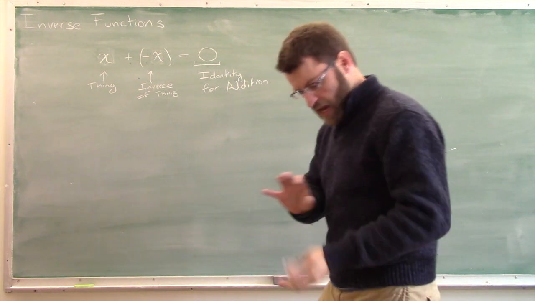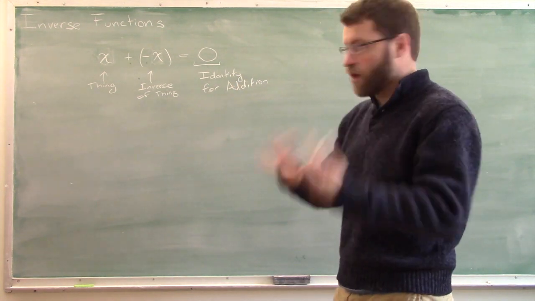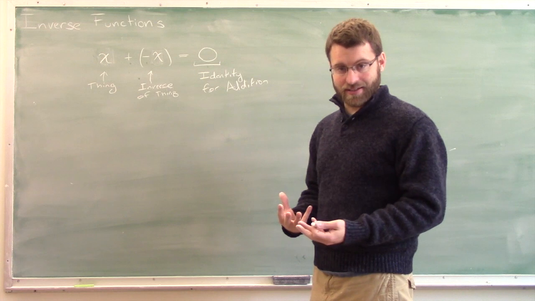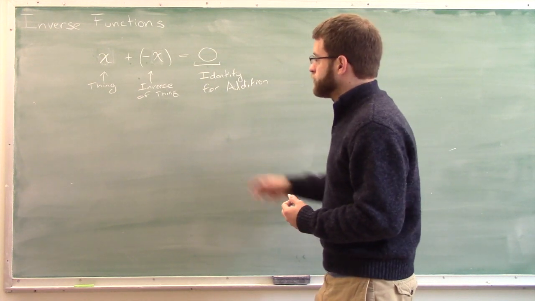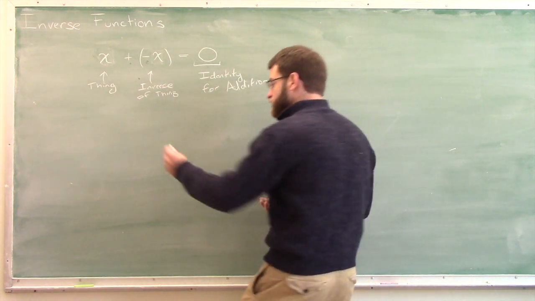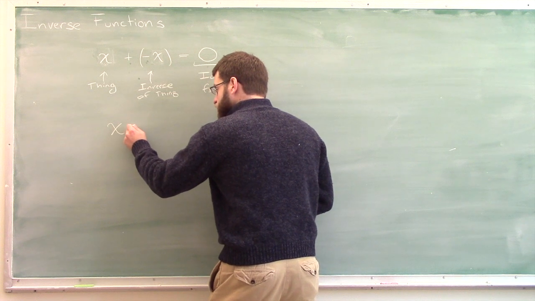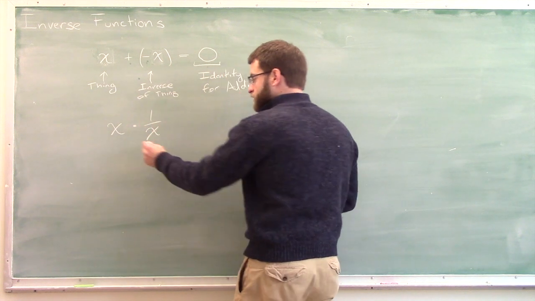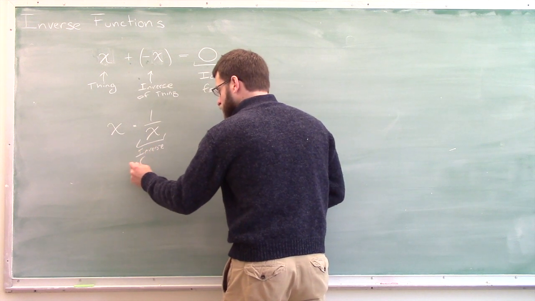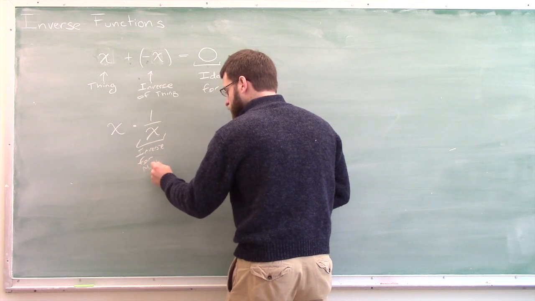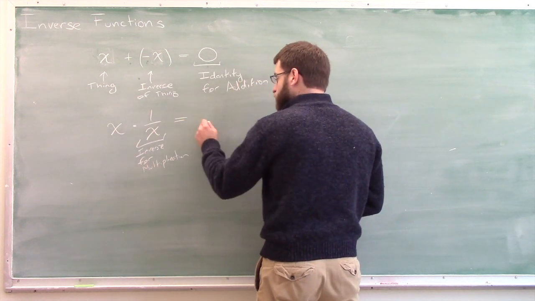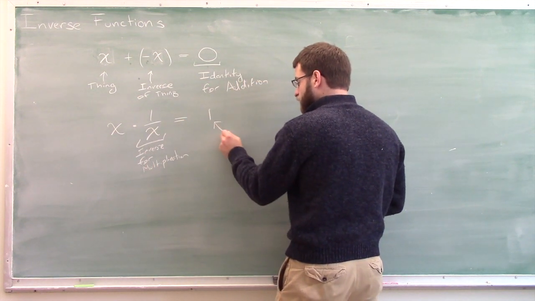Okay? So an inverse cancels something out relative to a certain operation, and an identity is what you get when you cancel things out with respect to that operation. So for addition, the inverse is the negative and the identity is 0. For multiplication, suppose I have x times 1 over x. This is the multiplicative inverse. And the result is 1, and this is the identity for multiplication.